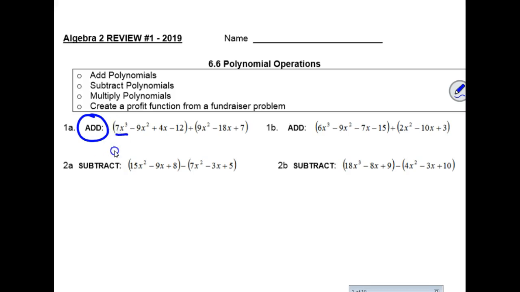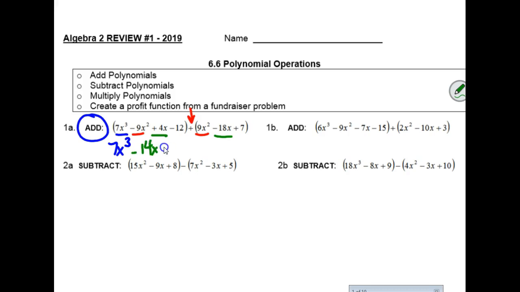So I noticed there's only 1x to the third term, 7x to the third power, and then I look for the next term in line, which would be the x squared term. So you have negative 9x squared, and then remember you're adding positive 9x squared. So that's a case where the 9x squared and negative 9x squared will actually cancel each other out. And then next in line for standard form would be plus 4x, and then plus a negative 18x. So 4 plus negative 18 is negative 14x.